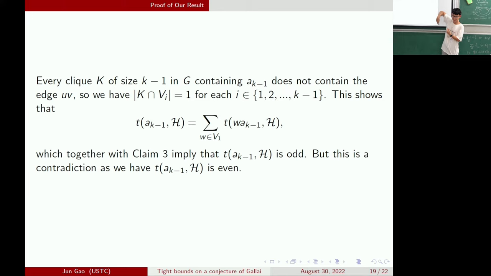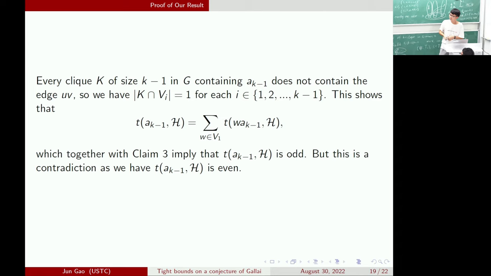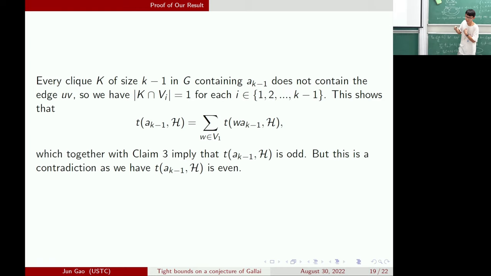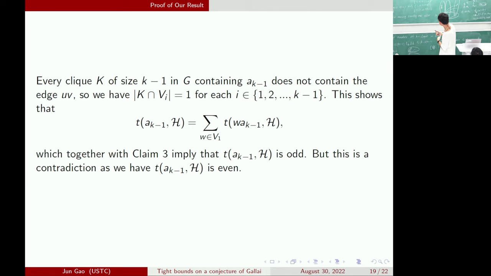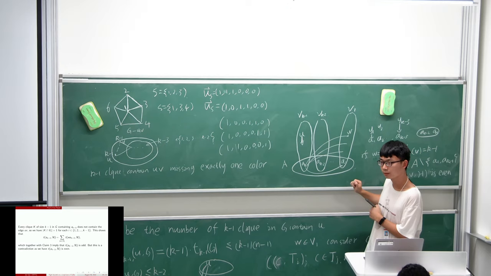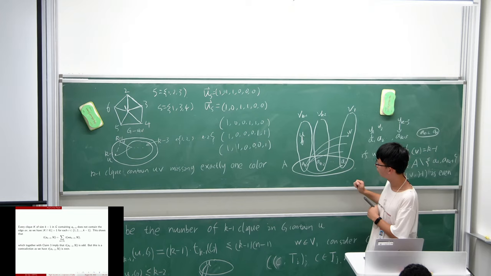So claim 3 is the most important. I am confused about claim 3. When the case is W not equal to A1, so this V in just PK cannot be... You mean that V cannot be a member of A except AK minus 1, right? When W is not equal to A1.